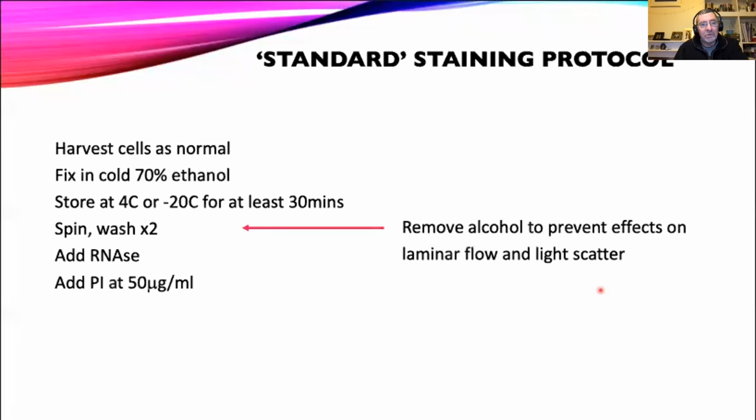And the next thing is to wash your cells off, remove that alcohol. To be honest, you could stain your cells in the alcoholic solution and run them through the cytometer, but you'd have problems because your sample fluid and your sheath fluid will have different viscosities and different refractive indices. And that'll lead to problems in the laminar flow, and it'll lead to problems in light scatter. So we should always try to make sure that our cells, once they're stained, are in a fairly similar type of fluid to your sheath fluid.